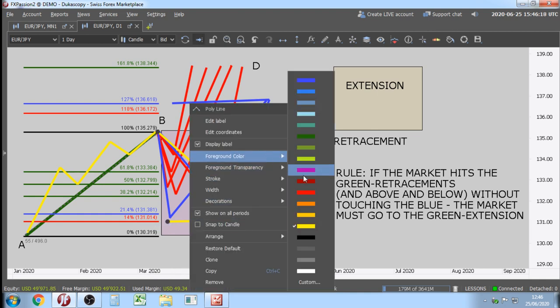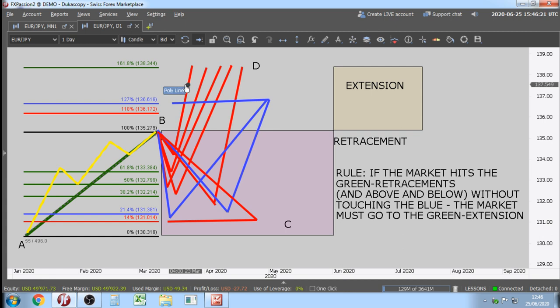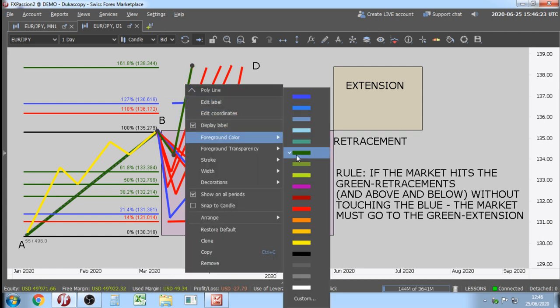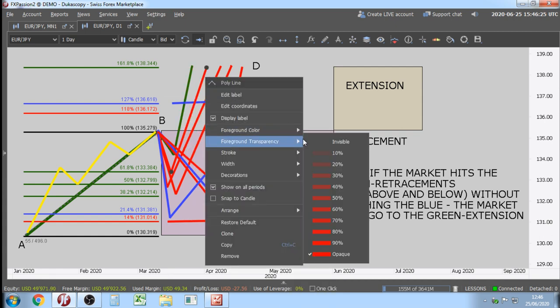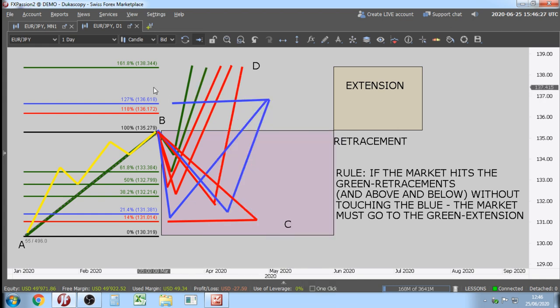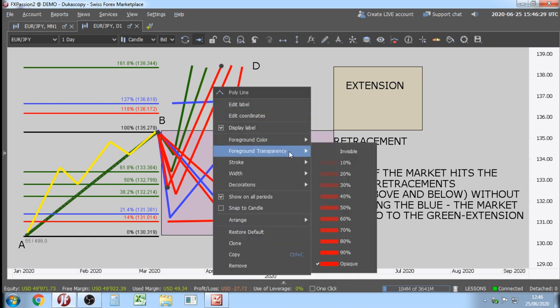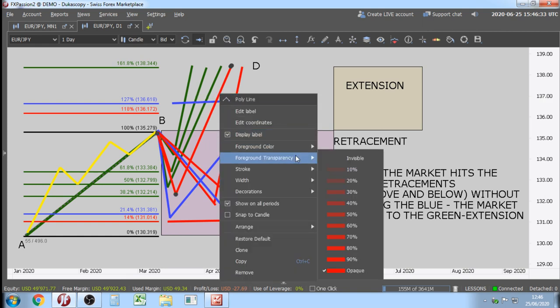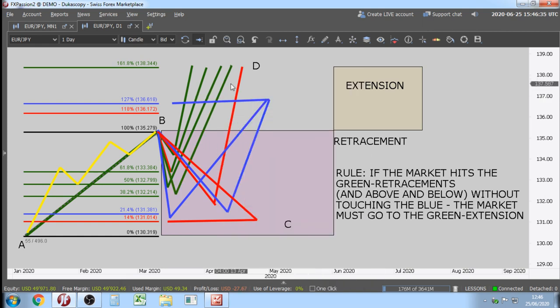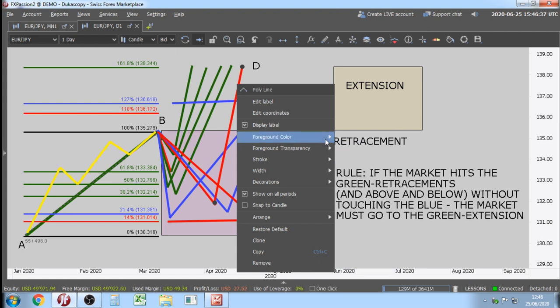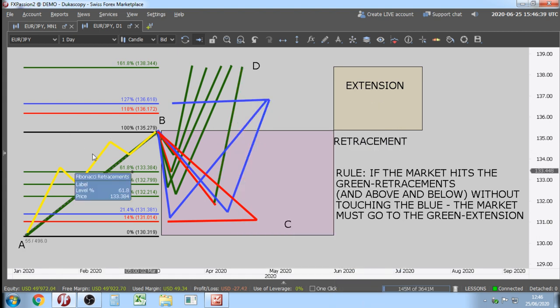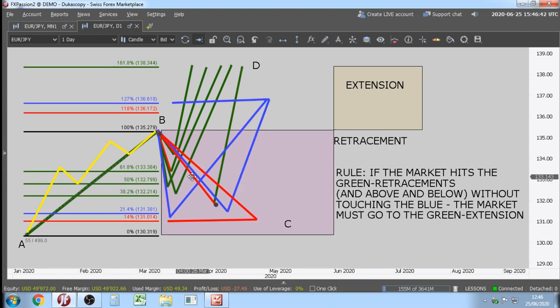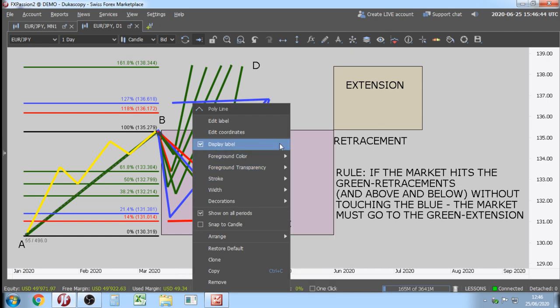So red like this, and we're going to change color. So green goes to green, green goes to green, green goes to green, two more, green goes to green, and one more, green goes to green. There you go, green goes to green.